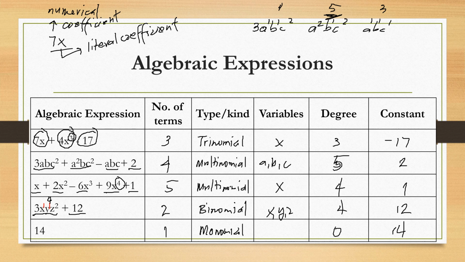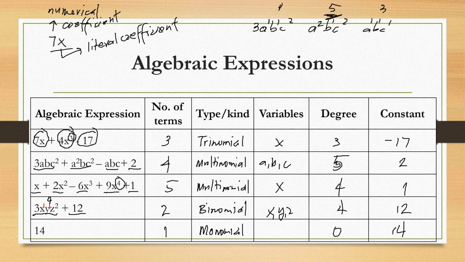Una, ang variables ay yung mga letter. Ang degree ay yung pinakamataas na exponent kapag isa lang yung ginamit na variable. Kapag naman marami yung variable na ginamit, i-add nyo lang lahat ng exponent at kung ano yung pinakamataas, yun ang magiging degree. And the constant is the term na walang kasamang variable or ito yung number lang na walang kasamang variable. That is the constant. Okay? So, let us proceed.